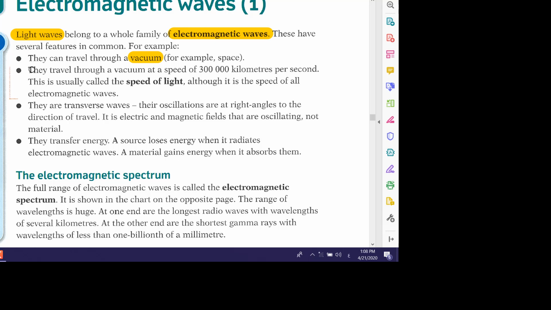Then they travel through vacuum at a speed of 300,000 kilometers per second, which we call the speed of light. So the speed of electromagnetic waves, what is it? It's 300,000 kilometers per second.